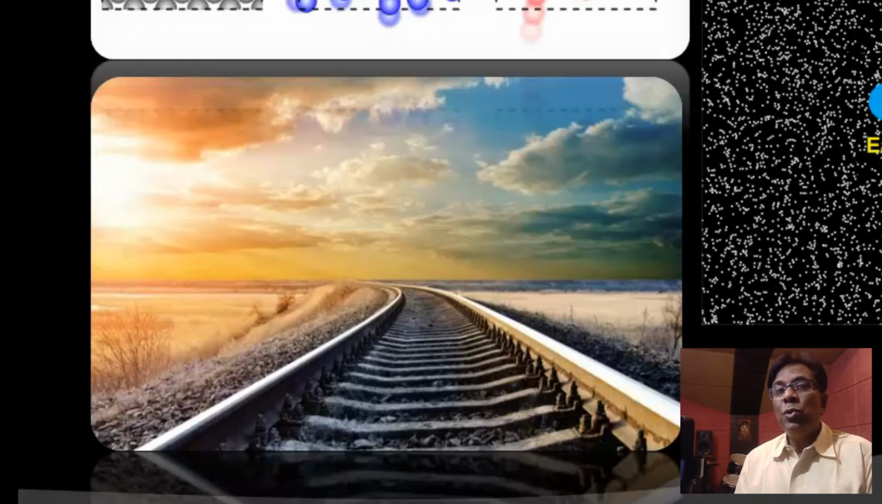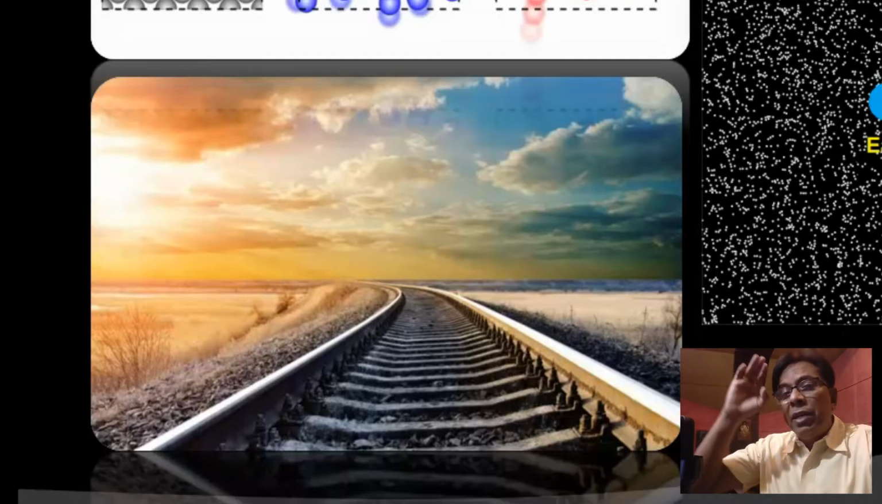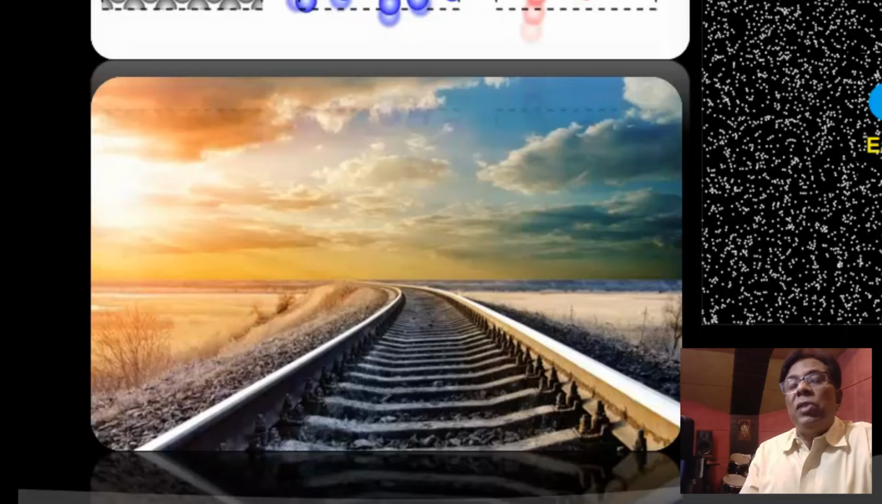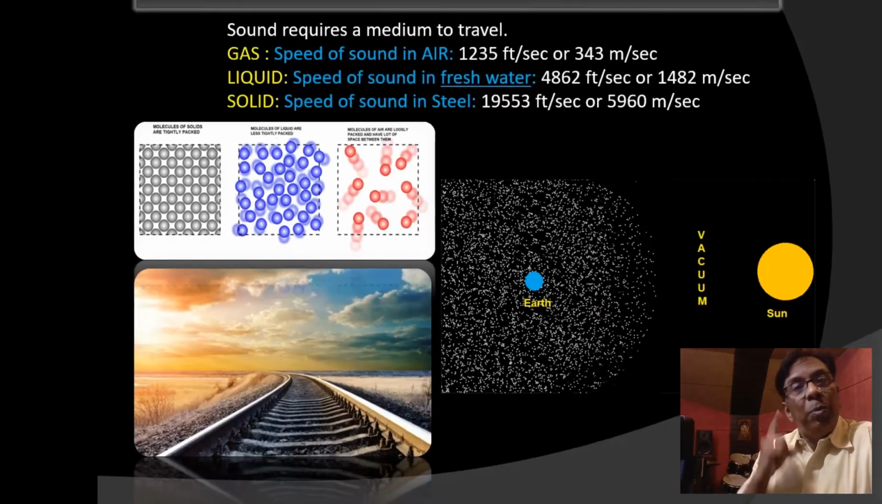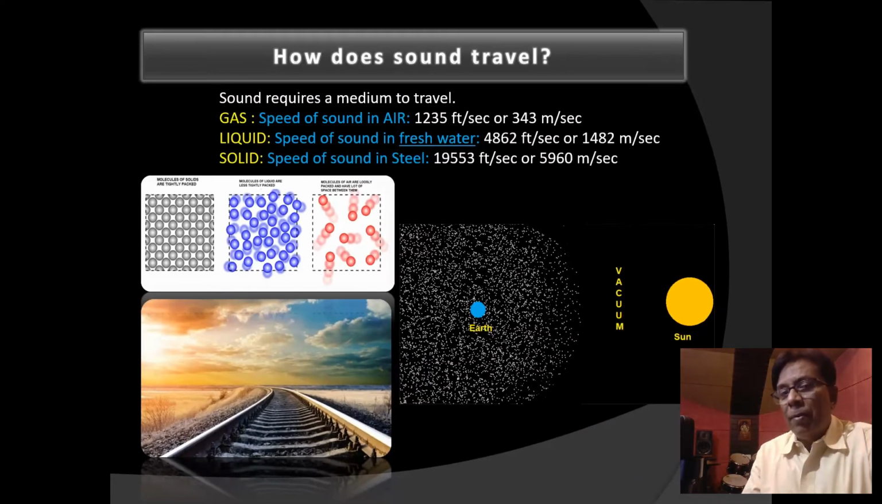But the moment you put your ear on the railway track, and if there is a train coming from a very long distance, you are able to hear the sound of the train, because the wheels of the train are rubbing against the tracks, and that vibration travels that long distance so quickly that you're able to hear the sound.